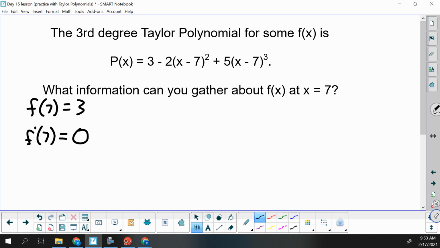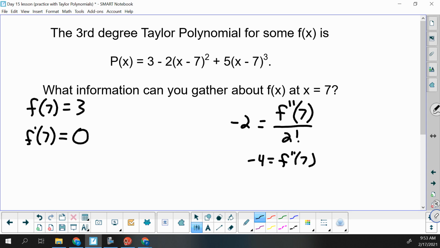What would be our third term, our second degree term, coefficient's negative 2. So that means we know that f double prime of 7 over 2 factorial must equal negative 2. Well, 2 factorial is 2, multiply it over, we get negative 4 is equal to f double prime of 7. So that's something we know about our second derivative.